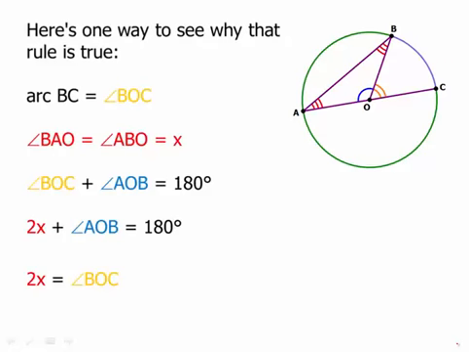And from here, we can just divide by 2. So x equals 1/2 the central angle. And of course, the central angle equals the arc. So it equals 1/2 the arc. The measure of the inscribed angle equals half the arc. So that is one way to see this is true. If you remember this argument, it really will help you remember the fact much more deeply.